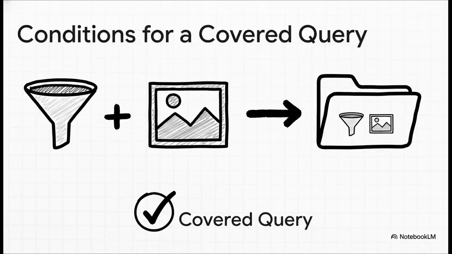And you know what? Achieving a covered query is actually simpler than you might think. There are just 2 rules you have to follow. First, all the fields you're filtering on have to be part of the index. And second, all the fields you're asking for in your projection must also be part of that same index. That's it. You meet both of those conditions and you've just unlocked this incredible performance gain.